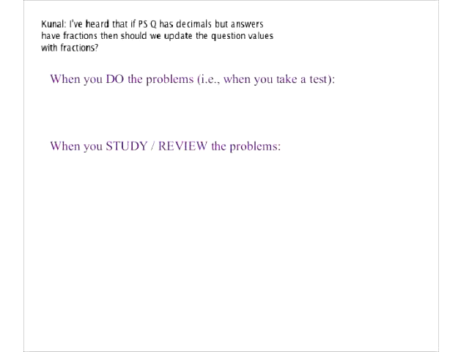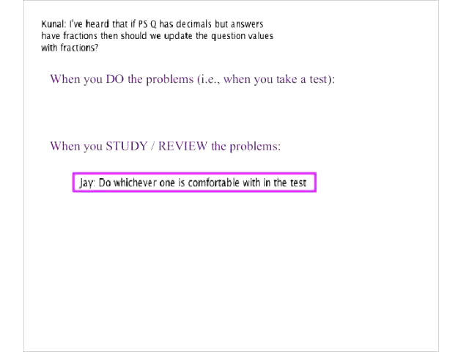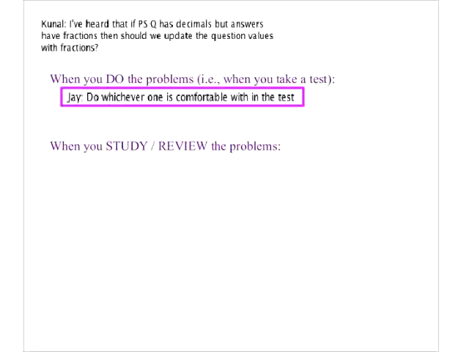It shouldn't be a tough question. Yeah, it's what Jay is saying. It's exactly the point. It's not the format of the answer. It's not that I should memorize a rule. It's that you should do whatever you feel comfortable with during the test. So if you like decimals better, then do decimals. If you like fractions better, then do fractions.